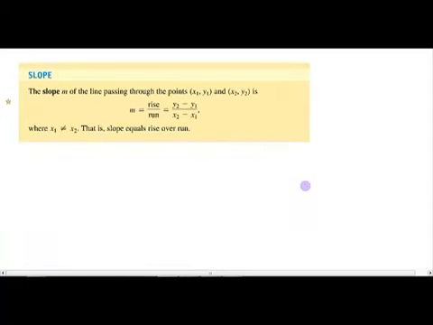Just recall that slope is the formula m equals rise over run, or y sub 2 minus y sub 1 all over x sub 2 minus x sub 1. The subscripts mean the point that you're pulling the values from. We have 2 points that we're pulling values from. This is the x of the first point, the y of the first point, the x of the second point, and the y of the second point.